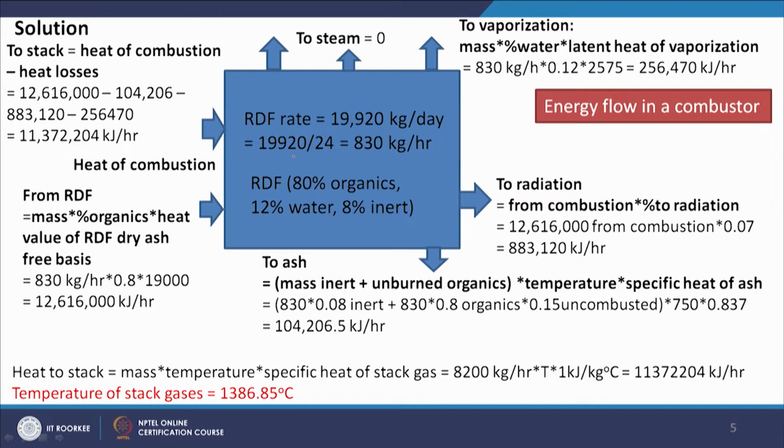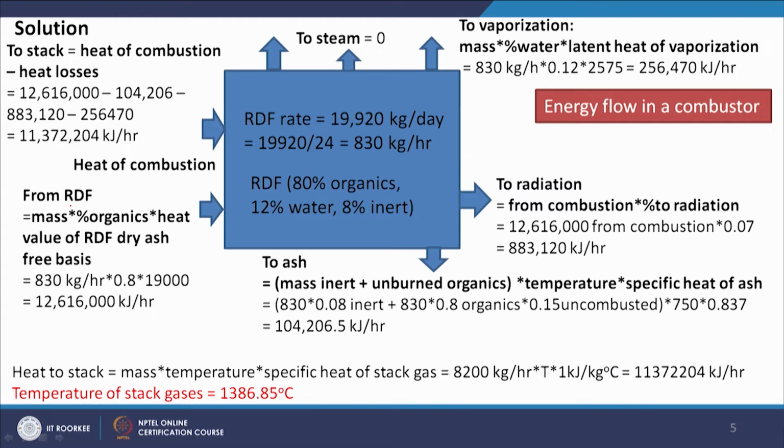So, here what is happening, the RDF is being combusted. The rate of RDF is 19,920 kg per day. If we convert it into per hour, that will be 19920 by 24, that is 830 kg per hour. So, this is the feed rate of RDF into this furnace. Then, due to the combustion of this RDF, heat will be released and some amount of heat will be lost and the rest of the heat will be available in the stack. So, this is the concept. Simply, we have to do an energy balance. In that way we will see what amount of energy is released from the RDF during the combustion.